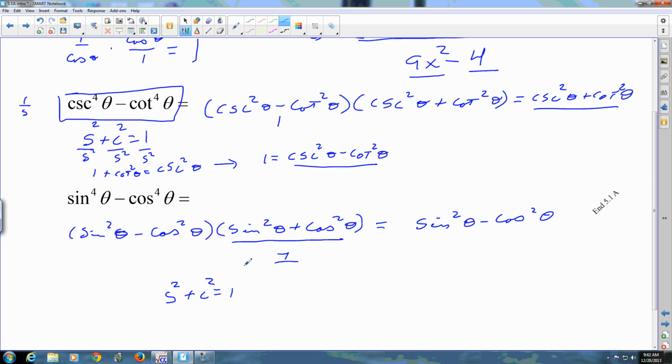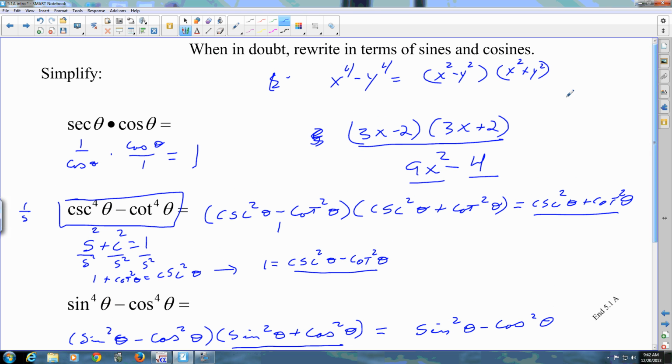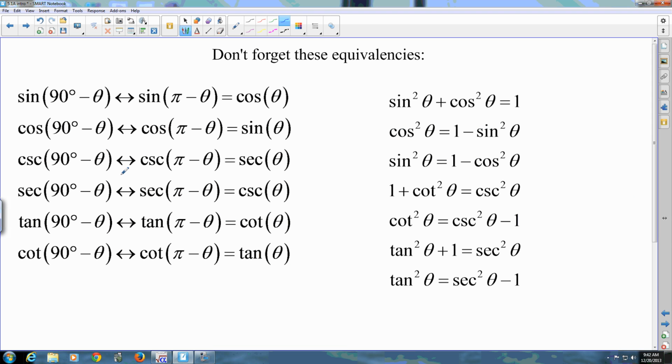I haven't given you every example of every single type that you got. Just remember, when in doubt, rewrite things in terms of sines and cosines like this. And then if it's something that can be factored, try factoring it. And then replacing stuff from these identities and let it cancel out.